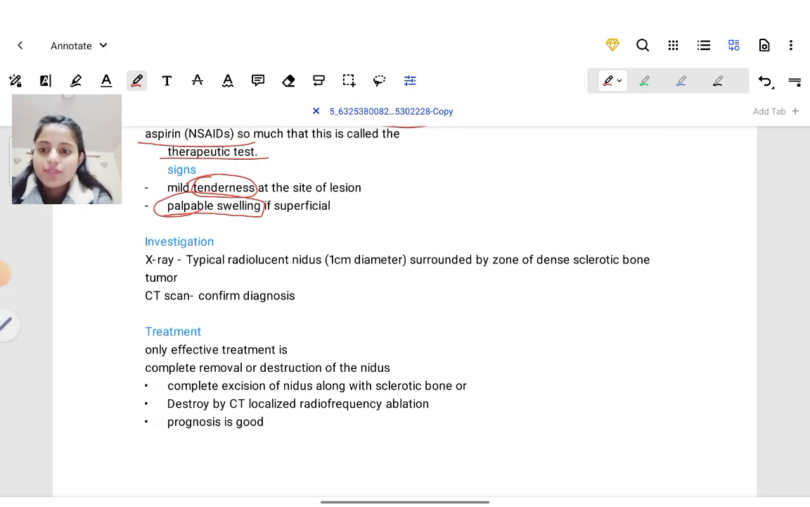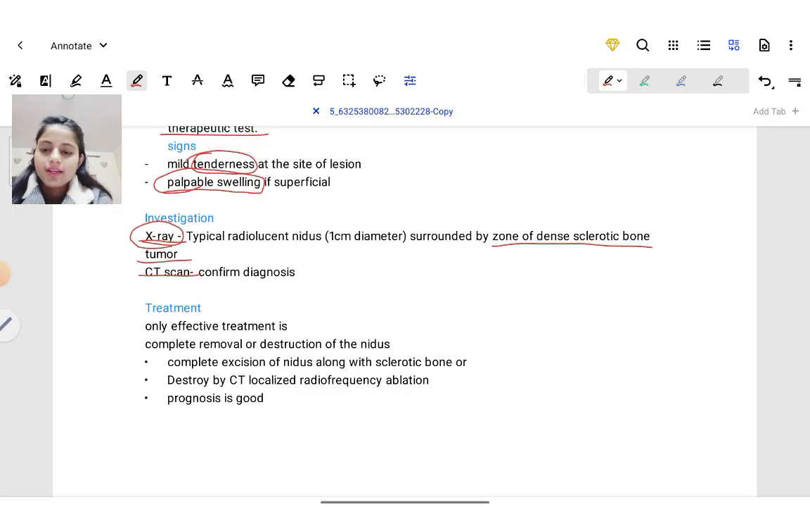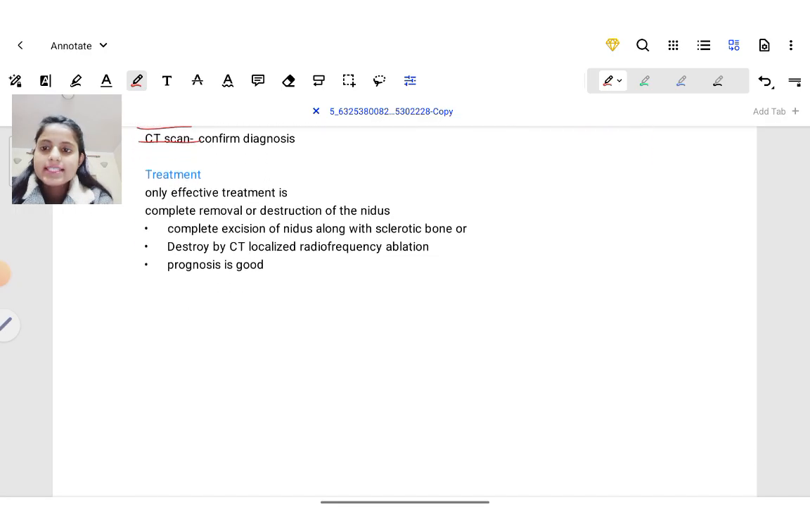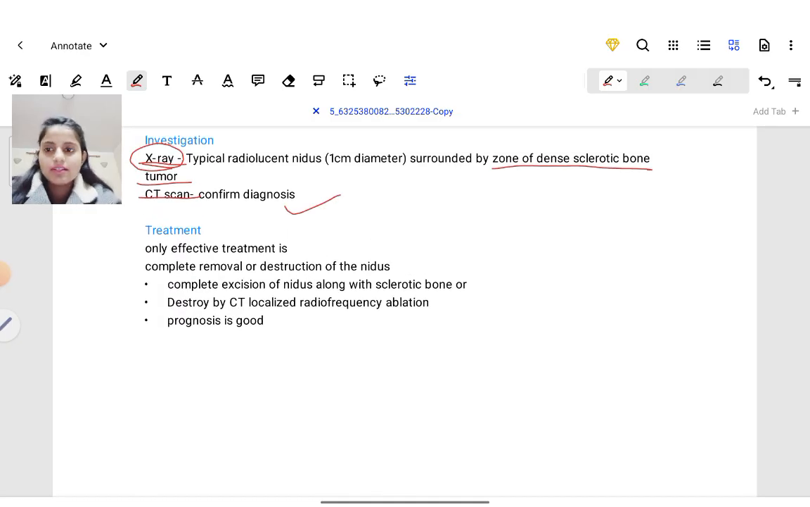On investigation, we do the X-ray and CT scan. On X-ray, we see the typical radiolucent nidus, 1 cm in diameter, which is surrounded by the zone of dense sclerotic bone. And CT scan gives the confirmed diagnosis.